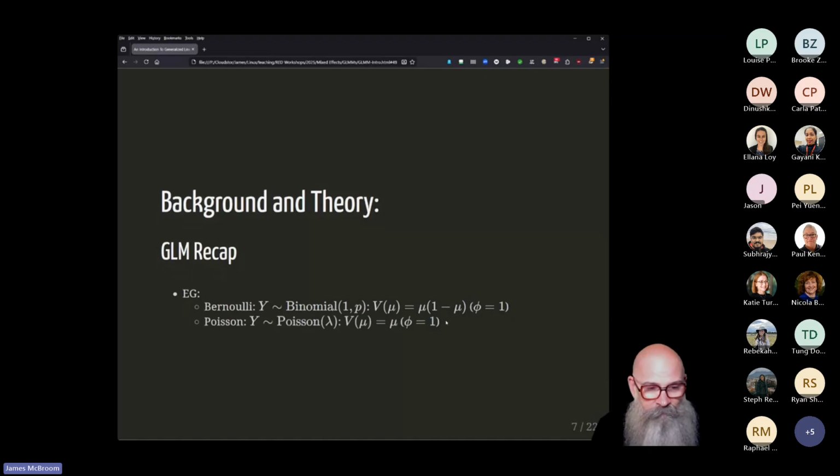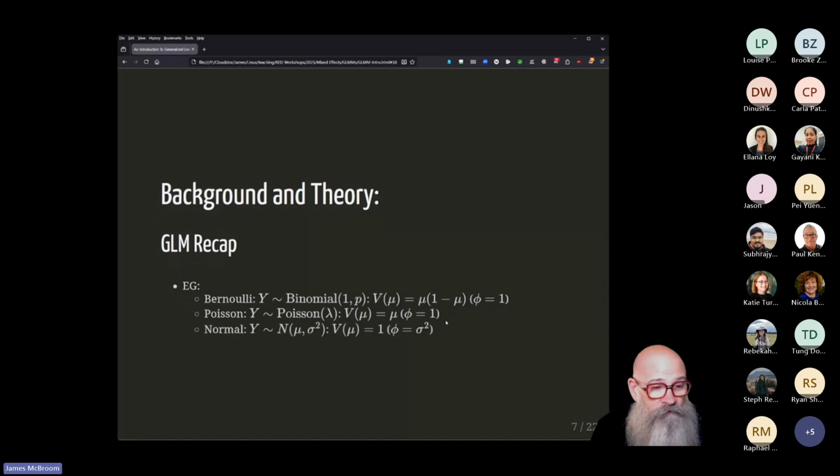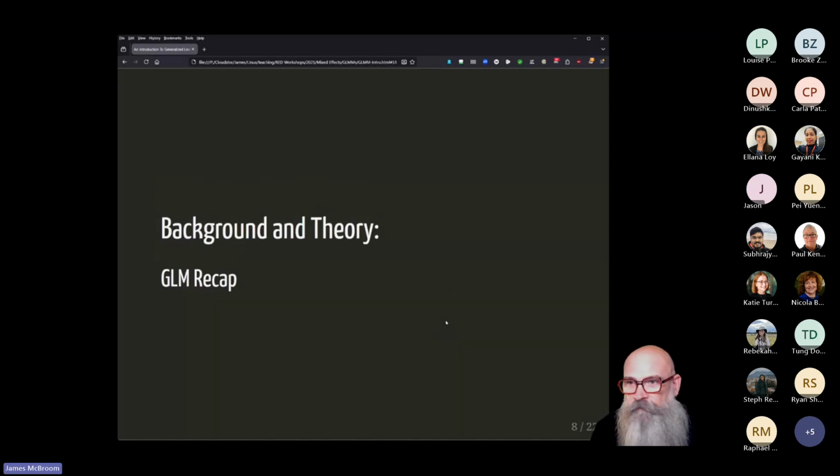For the Poisson with rate lambda, the variance equals the mean and the dispersion parameter is 1. In a normal distribution, the variance function is 1 because the variance doesn't depend upon the mean. That's why in linear regression models where we assume normally distributed error terms, we're looking for constant variance, because we don't expect in a normal distribution that the variance will change with the mean. Okay, so they're just a few examples.